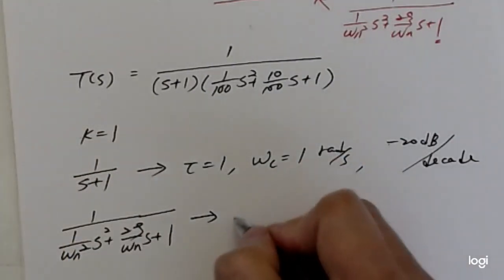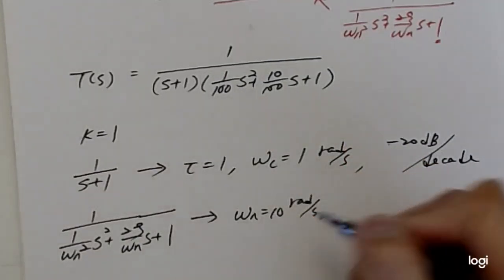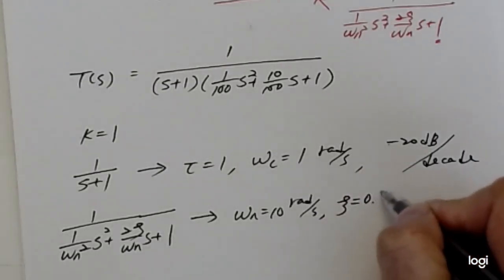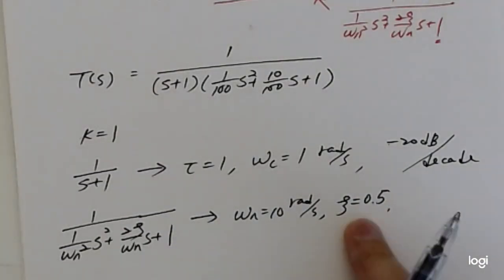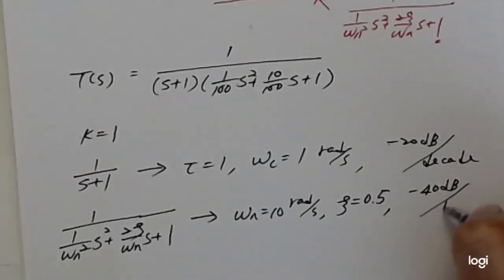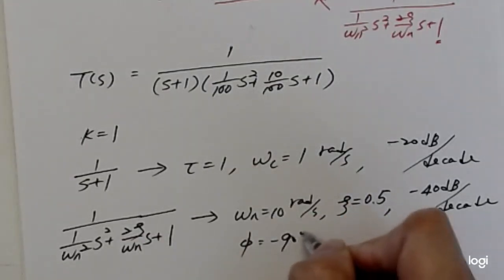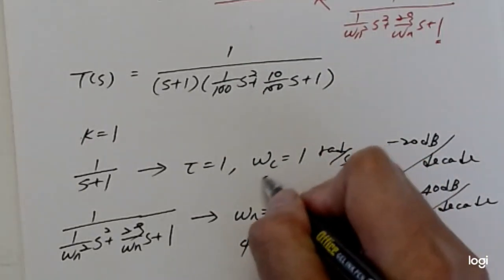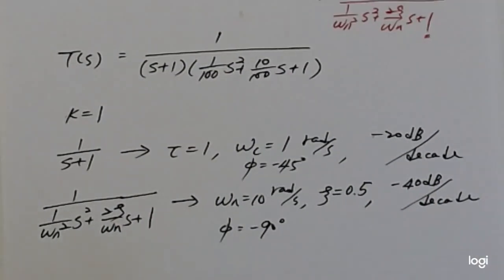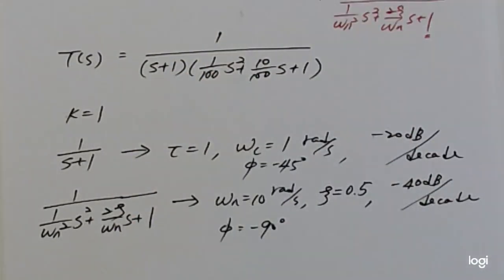So compare, so you know the natural frequency is 10 radian per second. You can compare, so the damping ratio should be 0.5. This is a second order system, underdamped, so obviously you should have minus 40 dB per decade. Also at natural frequency, phase angle is minus 90 degrees. At cutoff frequency, for the first one, phase angle is minus 45. So this is the information we need to construct the Bode plot for this transfer function, which is the third order system.